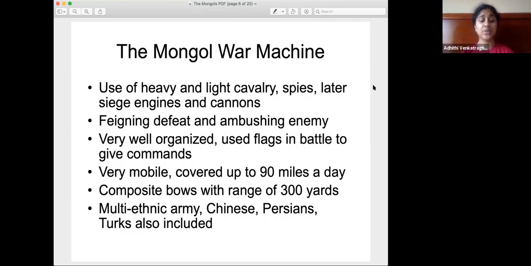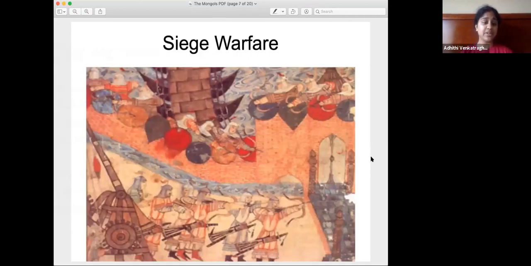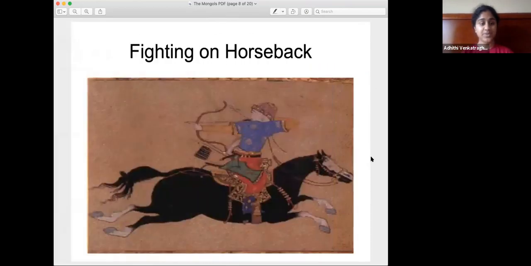Their composite bows had a range of 300 yards, and they had a multi-ethnic army, including Chinese, Persians, and sometimes Turks. This is a painting of their siege warfare that the Mongols would use often. They were also superior horseback warriors, as an example of fighting on horseback.